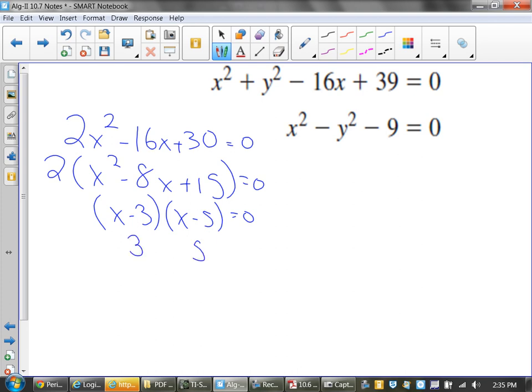So when you start out with your ordered pairs, you'll have a 3 and a 5 for an x, which means you just substitute back in. I'm going to use that second equation because it's a little bit easier to work with. I'm going to shortcut it right away and say it's x squared minus 9 is y squared. So what's 3 squared? 9. What's 9 minus 9? 0. What's the square root of 0? 0.